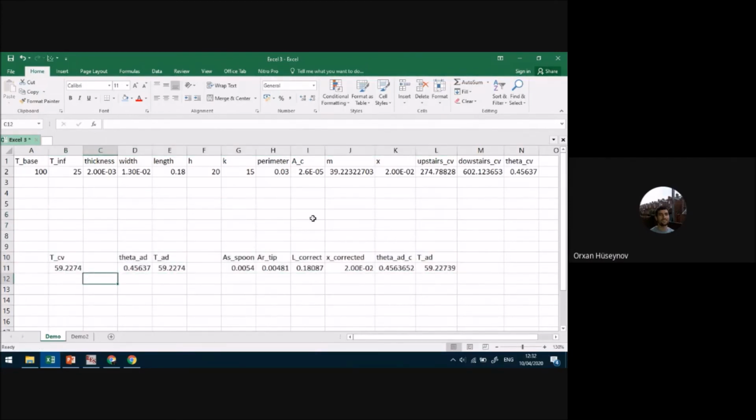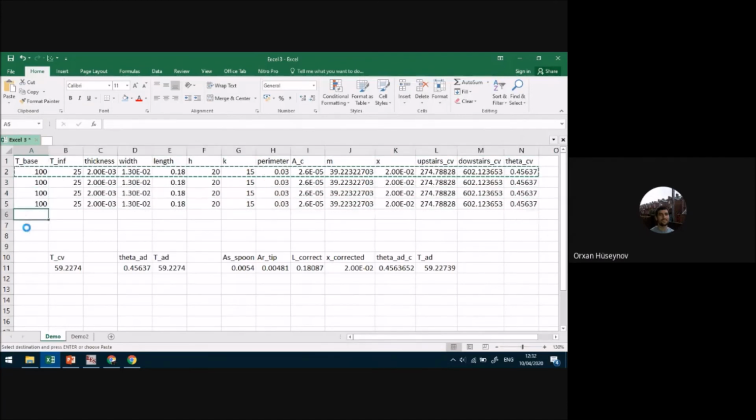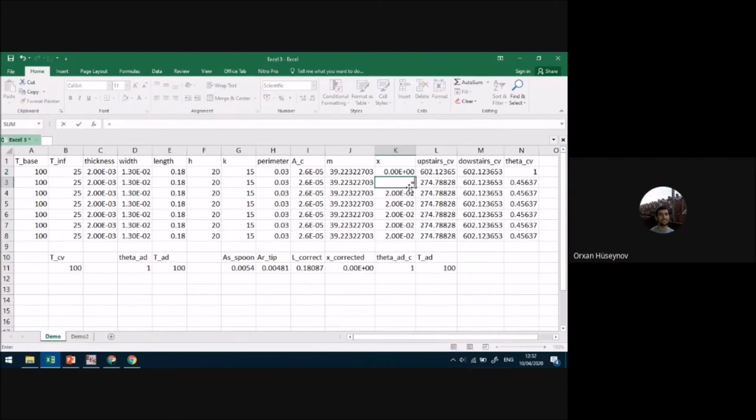So we have the temperature values, but I will make one more here, one more here, one more here. How many rows do we have now? 7 rows we have here now. So I will change the values of the x. I will first start from 0 millimeters, then increase at 20 millimeters, 40 millimeters, 60, 80, 100, and 120.